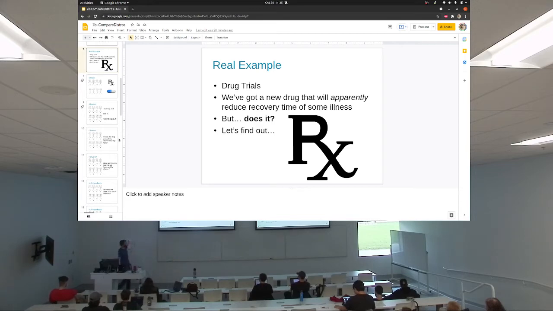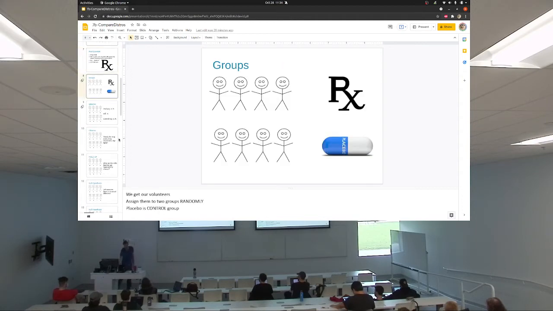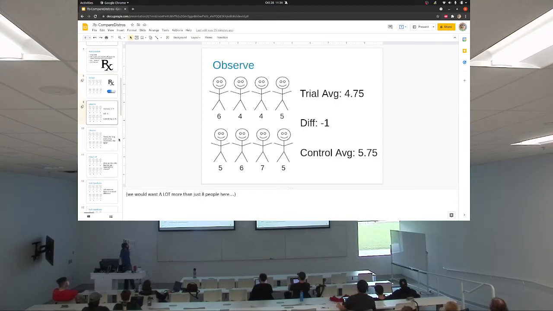So we've got this new drug that is supposed to help reduce recovery time for some arbitrary illness. So here's what we're going to do. We're going to get a bunch of people. We're going to get a hell of a lot more than just 8 people, but a bunch of people. And we're going to randomly assign them to 2 groups. I take the class, I split you down the middle, put half of you over there, half of you over there. You don't know which group you're in. You don't even know who else is in your group. But I just arbitrarily give all the people at that side of the room a placebo, and the other half, the new drug. Right? So we get volunteers, we assign the 2 groups randomly, and the placebo is what we would call the control group.